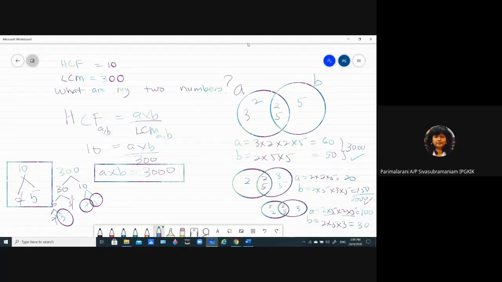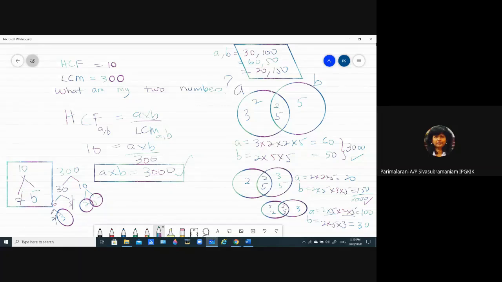So our A and B can be 30, 100, or it can be 60, 50, or it can be 20, 150. Okay, so any of all these three sets, if you multiply, will give you 3,000. Okay, so when they give you HCF 10, you factorize it and put it in the intersection. LCM, factorize it and put it anywhere so that when you multiply, you can get back 300.